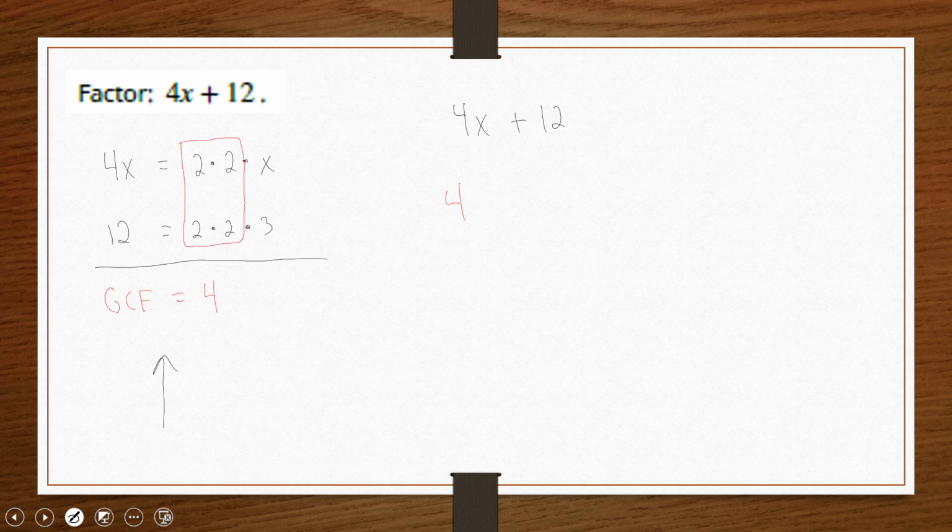So if I want to rewrite 4x as the product of the GCF and the remaining factors, it's just going to be 4 times x. 12 is also going to be simple. We have 4, the GCF, times the remaining factor, 3.